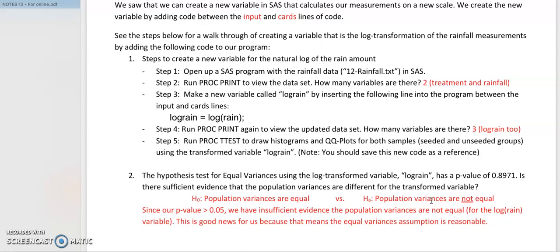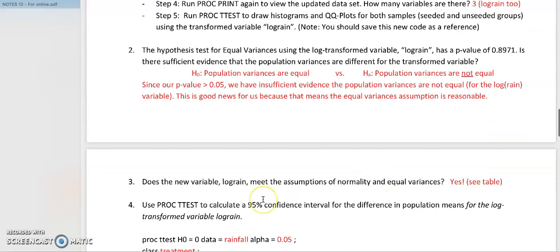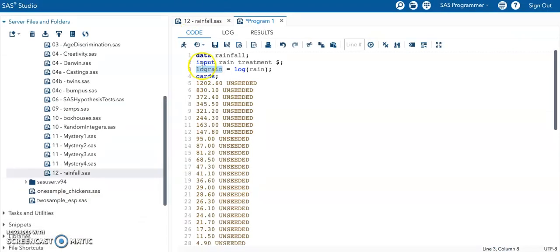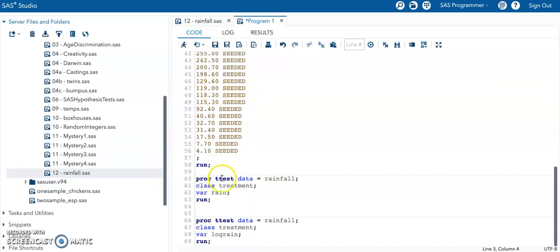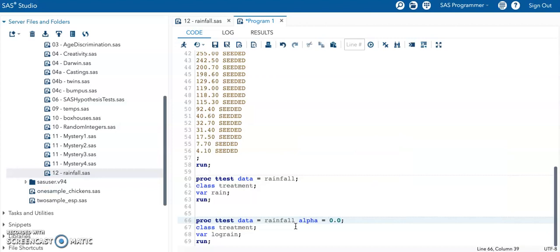So we've met that assumption, which means now we've actually met the normality assumption and the equal variances assumption, and we might want to actually calculate a confidence interval using our log transformed variable because that was the one that met our assumptions. So remember from part 2 I added that variable to our data set and I checked my assumptions using proc ttest. I'll run this same code and I'll just add alpha equals 0.05 since I want a 95% confidence interval.